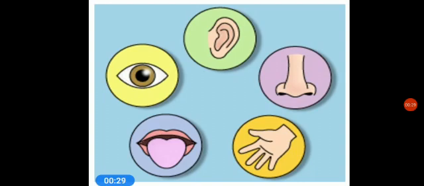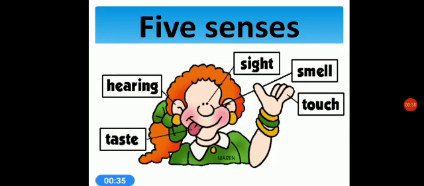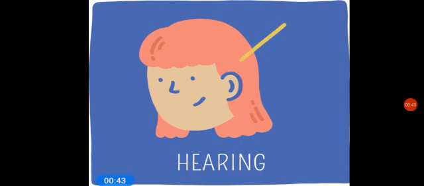Look at this picture. Can you name these sense organs and senses? These are taste, hearing, sight, smell, and touch. Let's recall each sense. Number 1 is hearing. We hear sounds with our ears.